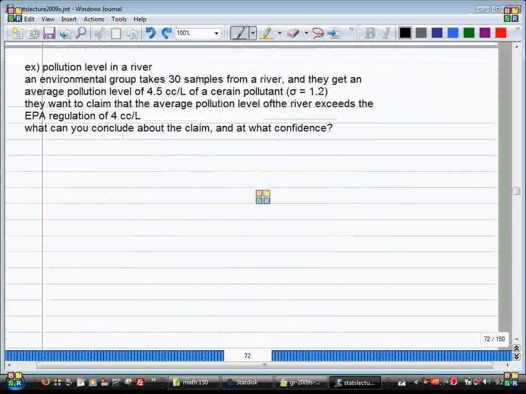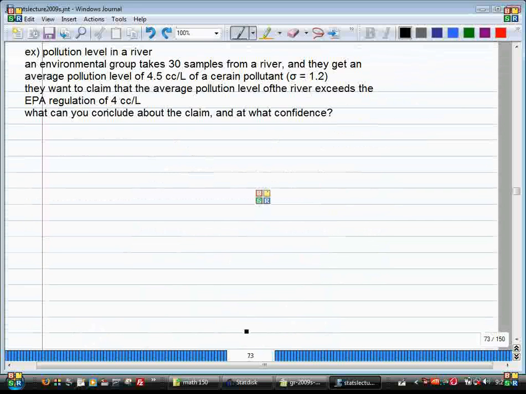So now let's work through this next problem. An environmental group takes 30 samples from a river. They get an average pollution level of 4.5 cc's per liter of a certain pollutant, and the sigma is 1.2. They want to claim that the average pollution level of the river exceeds the EPA regulation of 4 cc's per liter.